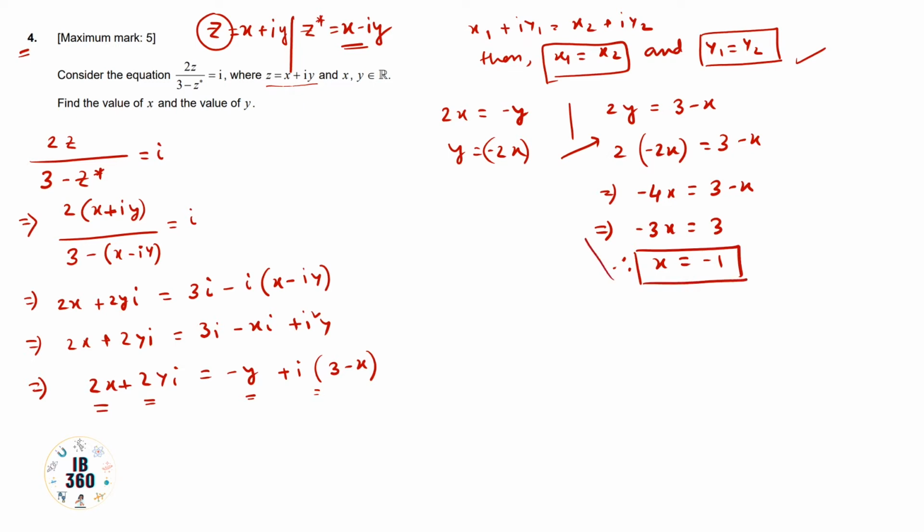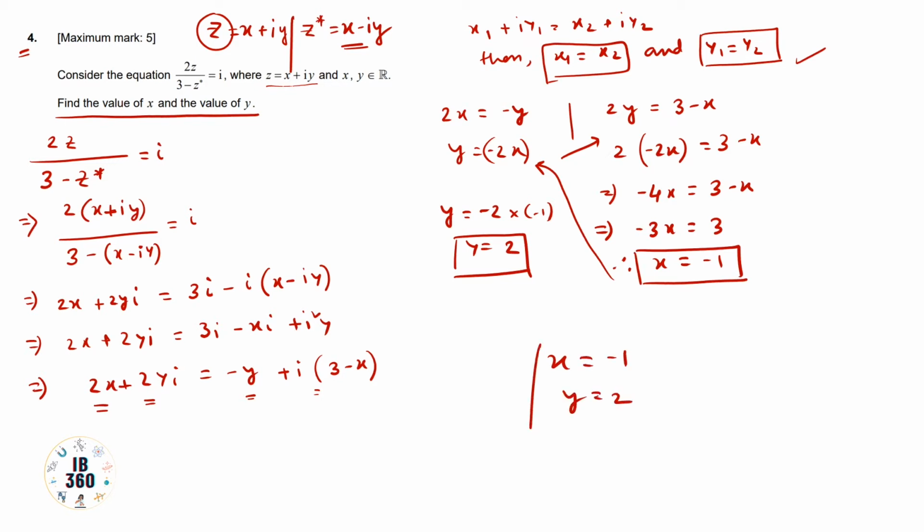Now we put the value here and we get y equals minus 2 into minus 1, that is 2. So y equals 2 and x equals minus 1. So the values of x and y are x equals minus 1 and y equals 2. This was a very simple question, you just need to remember this formula: for any complex number the real part will be the same and the imaginary part will be the same. I have used that property in this question. So this was question number 4.